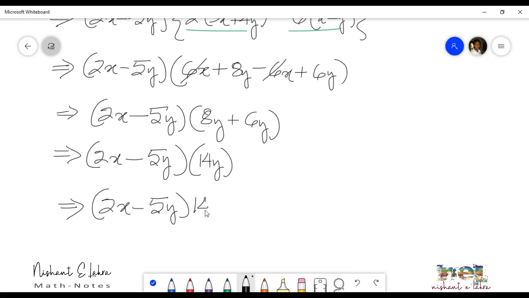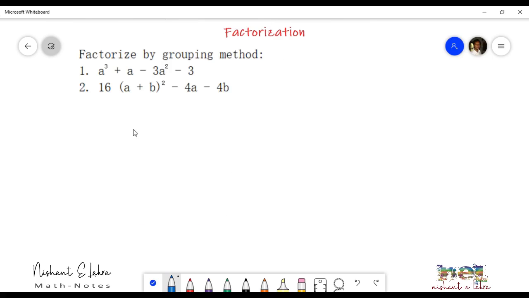14y is a single term, so we can write it outside the bracket. That's why I have removed the bracket of 14y. This is the answer. It's quite simple. You have to go through it again to understand it. Now let us solve some more problems.